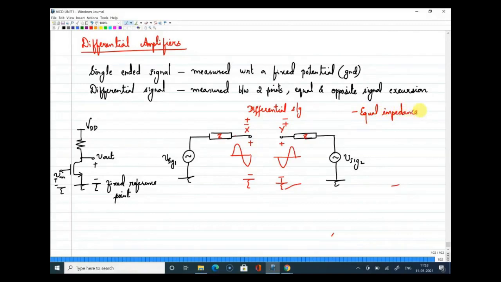Are you guys with me? Are you following? Yes, sir. All right. Fine. So in such cases, since the signals are equal in magnitude and opposite in direction, we call the signals anti-symmetric signals. Signals are anti-symmetric.